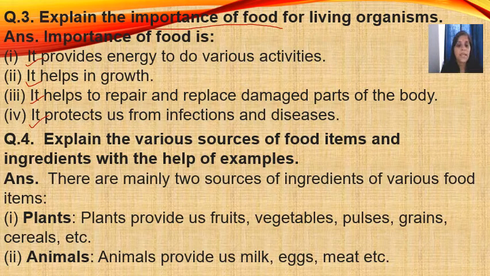There are mainly two sources of ingredients of various food items. Either we get it from the plants or we get it from the animals. From the plants we get fruits, vegetables, pulses, spices, cereals. From animals we get milk, eggs, meat, etc.